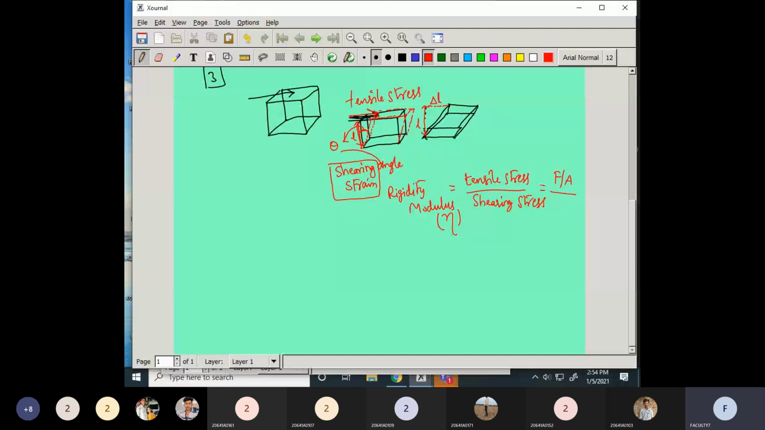So now here you are going to take those two factors. Take the change and divide it by the original. So this will be the expression for the rigidity modulus.